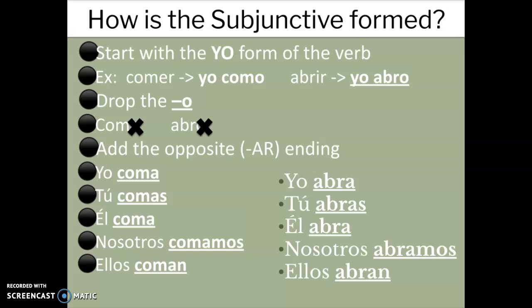Now we are going to look at our verb abrir, which is an IR verb. So yo abra, tú abras. Él, ella, usted abra. Nosotros abramos. And ellos abran. So as we see, they are following the same exact format as our AR verbs. Again, you start at the yo form, you drop the o, and you are going to add the opposite ending.